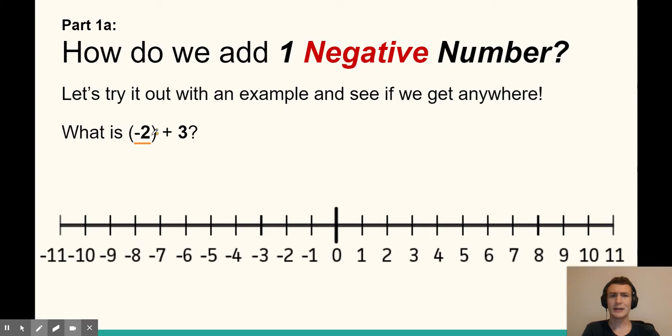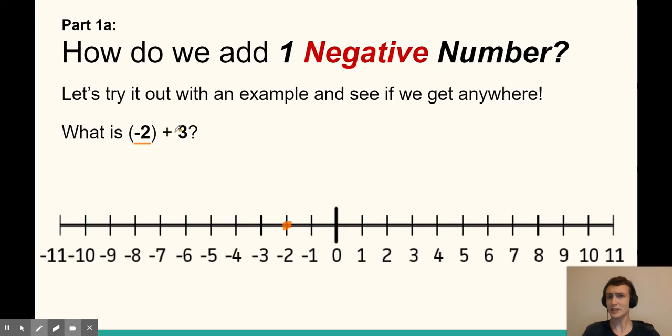Now, do we have to combine anything here? Well, not really, but we're still adding a negative. See, there's not any situation where there's two signs next to each other, right? This negative isn't touching the positive directly. The 2's in between. So that's fine, actually. That's still good. So it just means we start at negative 2, and it's not saying plus a negative or minus a positive. It's just saying plus 3.